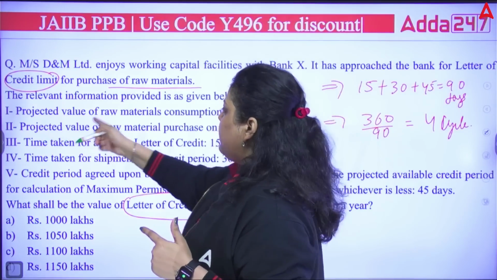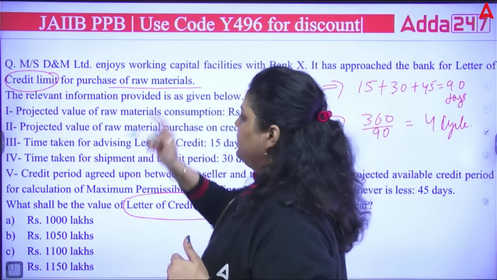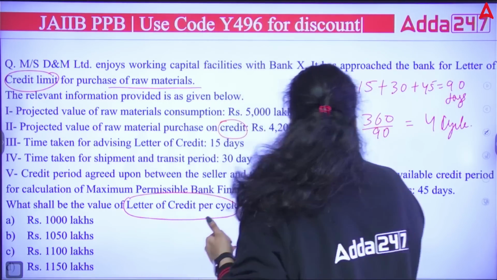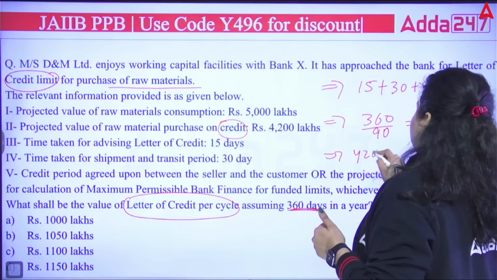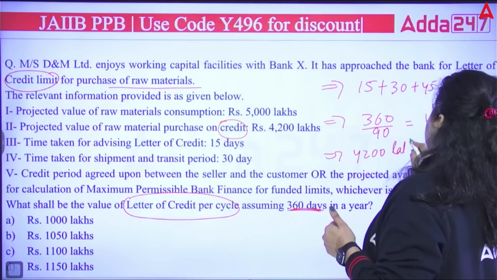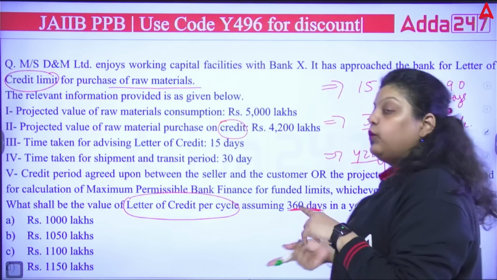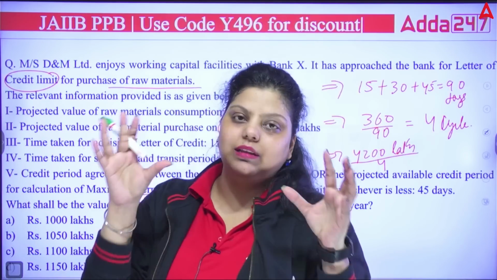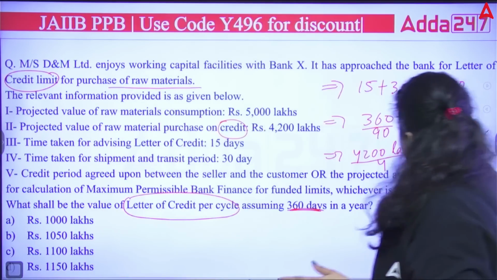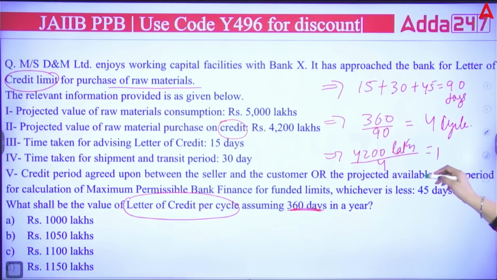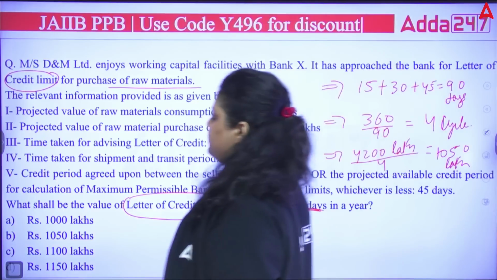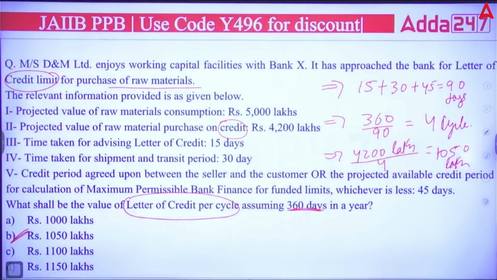So the projected value of raw material consumption is 5,000, but the projected value of raw material purchase on credit is 4,200 lakhs. So simply 4,200 lakhs divided by 4, because 4 cycles are there in one financial year. So divide the total amount by each cycle. So you will get 1050 lakhs. Right answer is B.